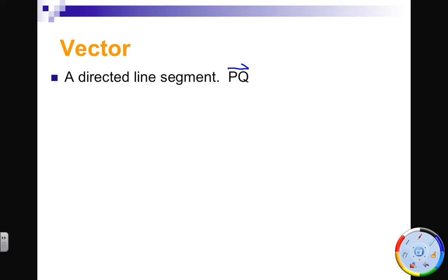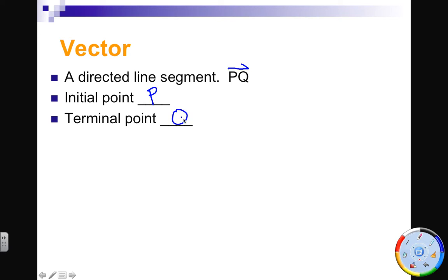So it's a directed line segment. It starts at P, so my initial point is P, and my terminal point is Q. It would look like this. Here's P, and it would go in this direction, in the direction of Q. So it's a directed line segment going from P to Q in that direction and that direction only.